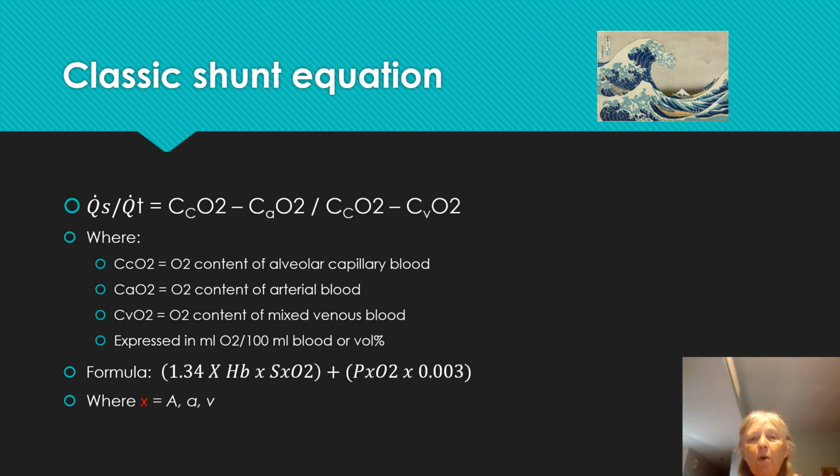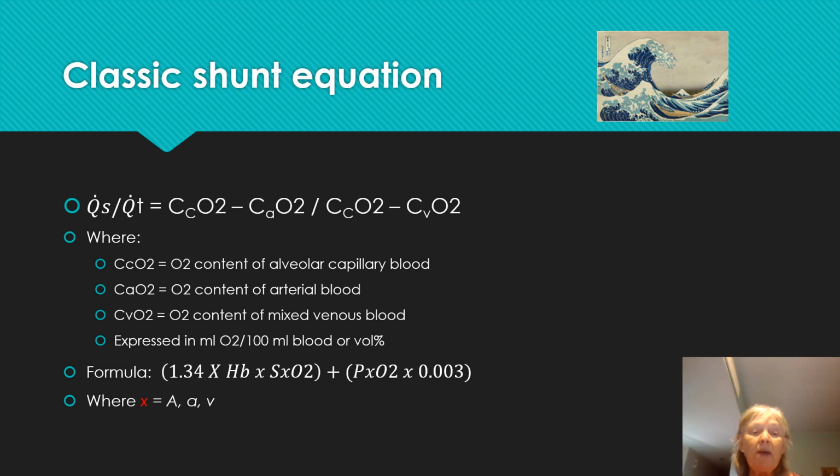And here's the fun part. This is the classic shunt equation. The problem we have with this is that it's hard now to get the venous side of the house. We're not putting in as many pulmonary artery catheters as we used to. Part of it has to do with infection. Whenever you put a hole in the body, you're opening a route for infection. However, there are still cases where we are going to do this.